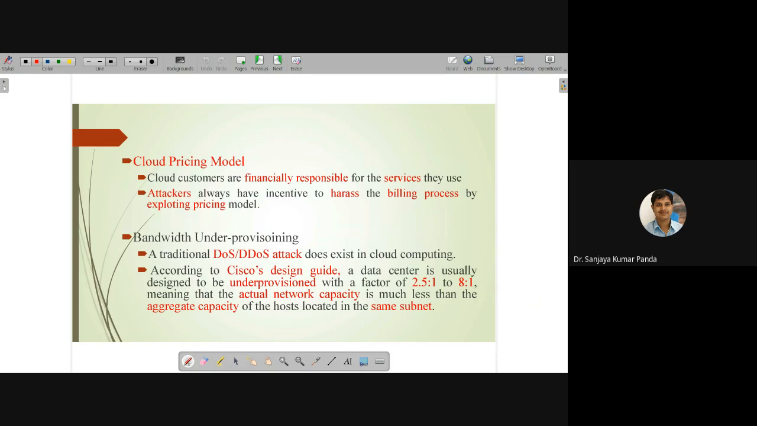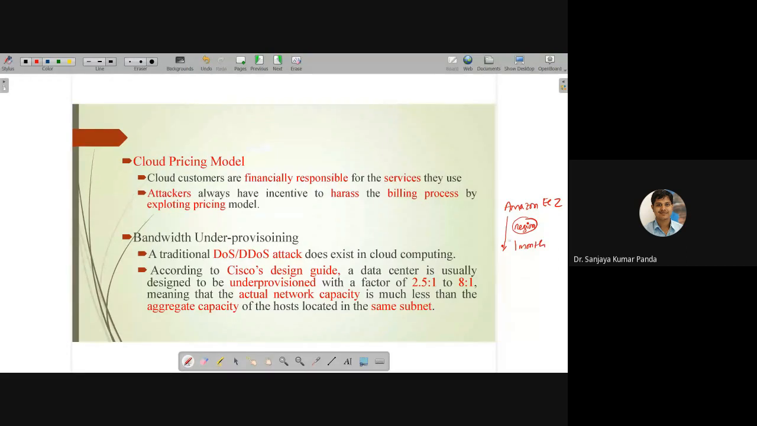Yes, this is related to the cloud pricing model. Cloud customers are financially responsible for the services they use. Like, if I ask you to use cloud services and you don't have knowledge of how to use them, then sometimes you may get high charges. In the last month, I used Amazon EC2 instances in one particular region, and I forgot to terminate that particular instance. Unfortunately, this instance ran for one month.